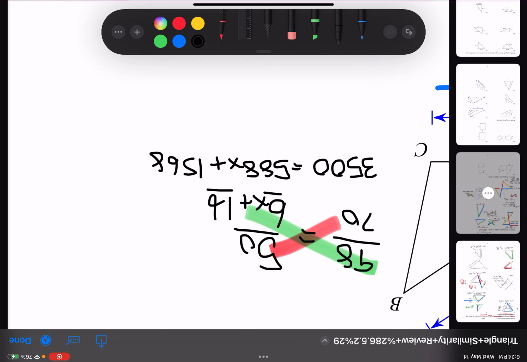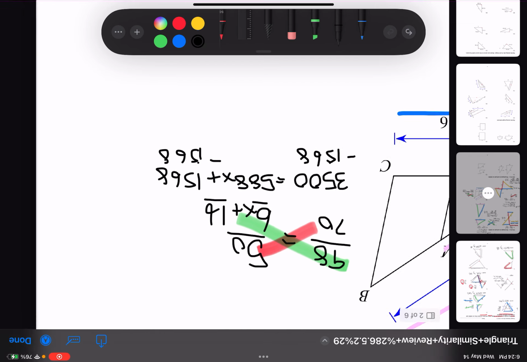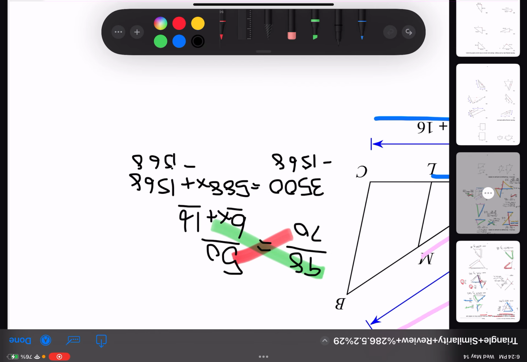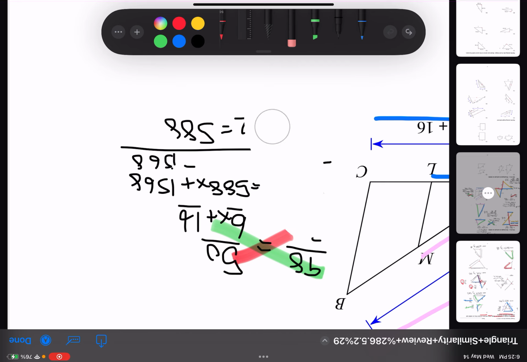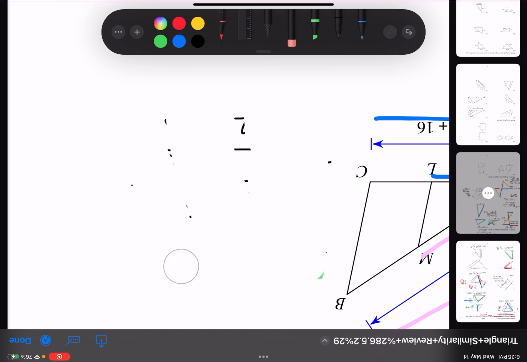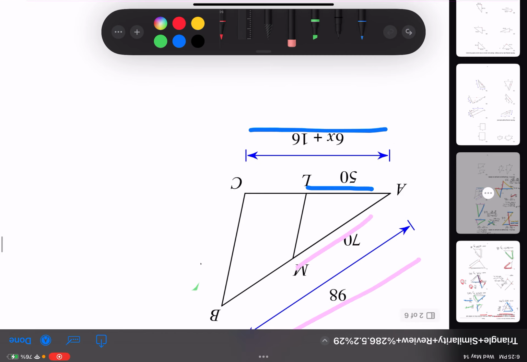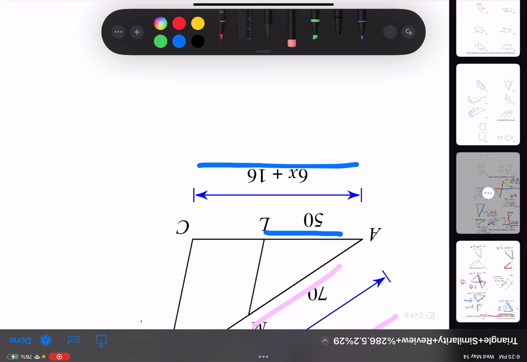Okay, let's get it on this side because this side will just be easier. 1568. Okay, 3,500 minus 1568 is equal to 1932 equals 588x. But can we do divided by 588? Yeah, no. So apparently, guys, the order matters, which I don't really understand.